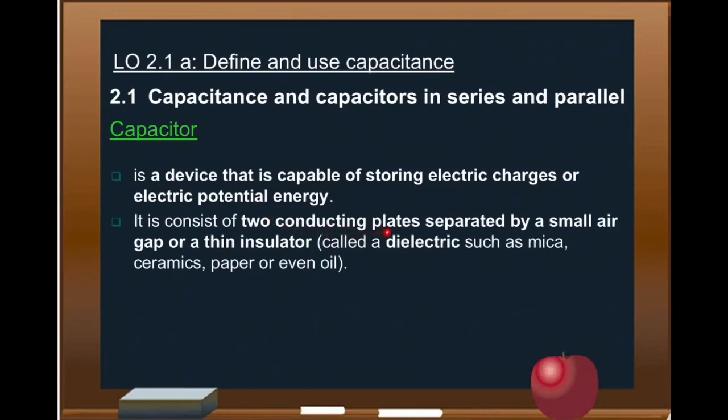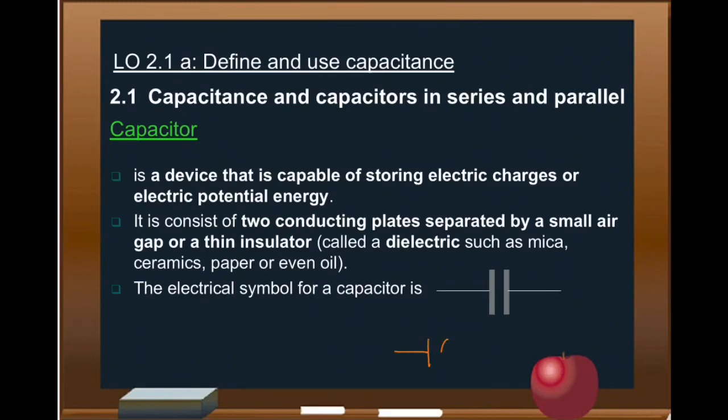The conducting plates that are mentioned here can be in the shape of cylindrical, spherical or parallel plates. The electrical symbol for a capacitor is this. You can also draw it like this. So if you see symbols like this in a circuit diagram, then that is meant to be a capacitor.